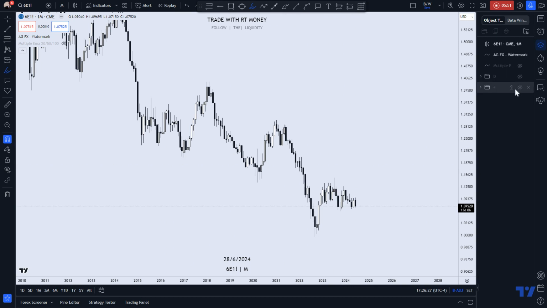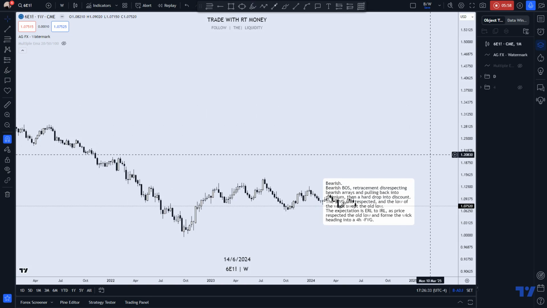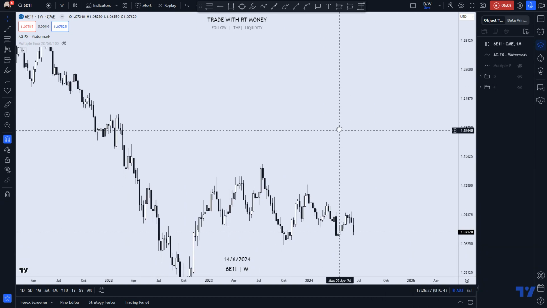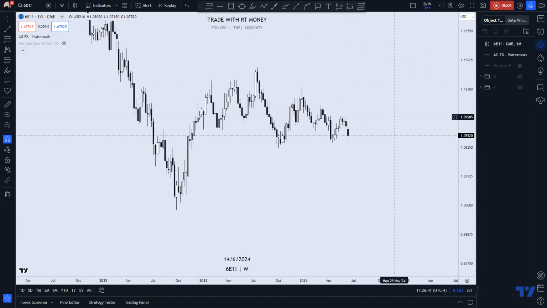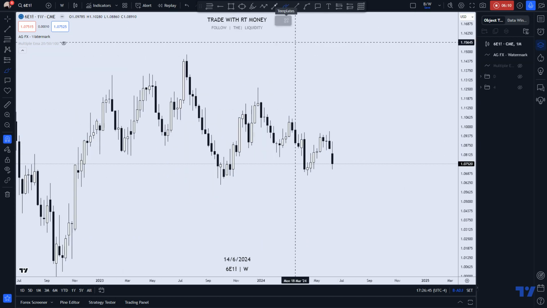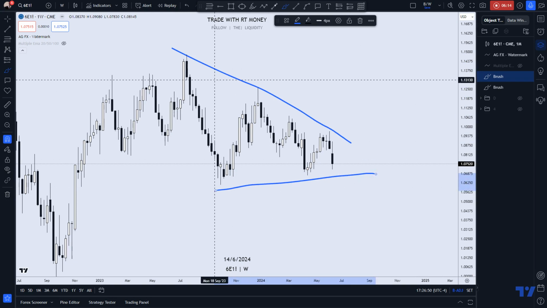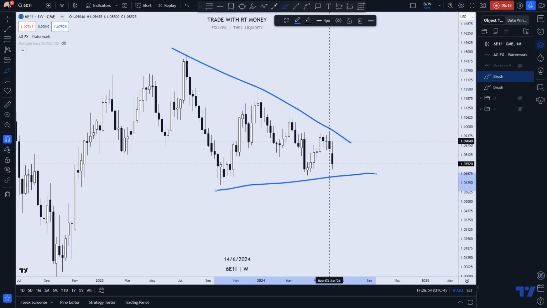All right, if we go to the weekly, it's not a whole lot to show you there, other than price is consolidating, and you can see how it's consolidating in this narrowing consolidation. This is not fun to trade.